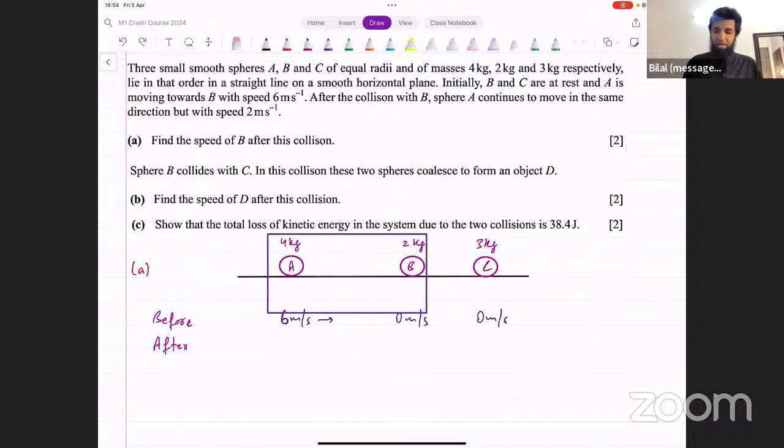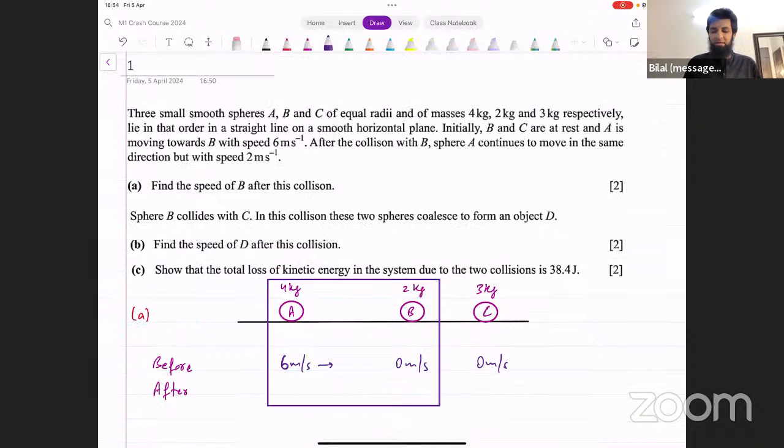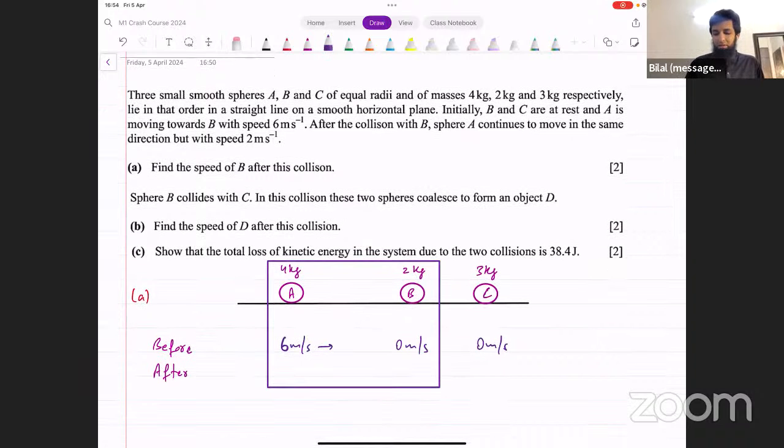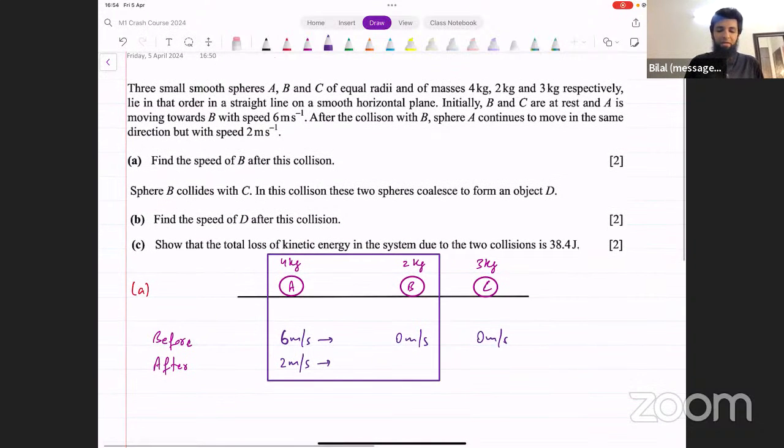Okay, so just focusing on A and B for now. C is just lying there as it is. Now for A and B, when A and B collide, we are given that A continues to move in the same direction, but with speed 2 meters per second. So after this collision happens, the velocity of B is 2 meters per second to the right side. In the first part, we need to find the speed of B after this collision. So what's VB? That is what we want to find out.